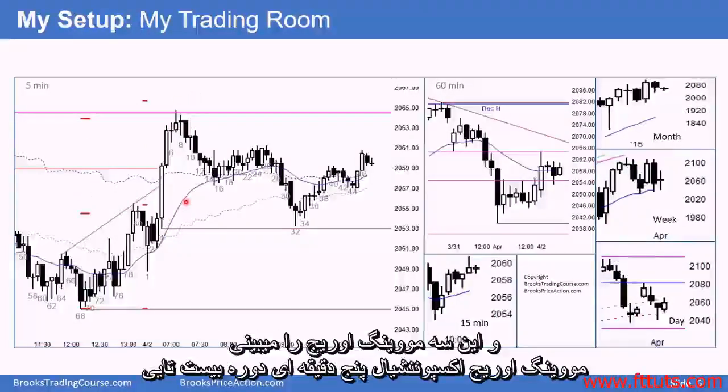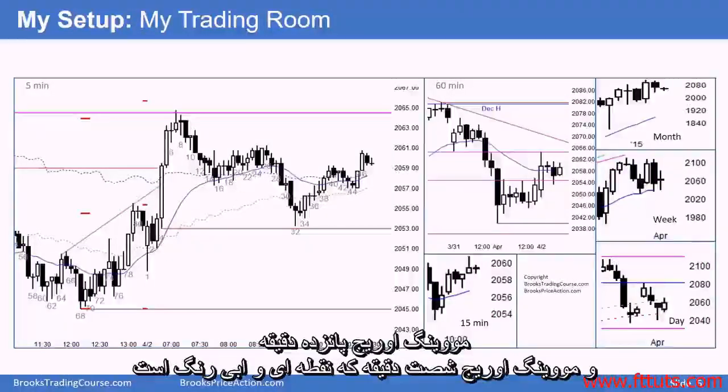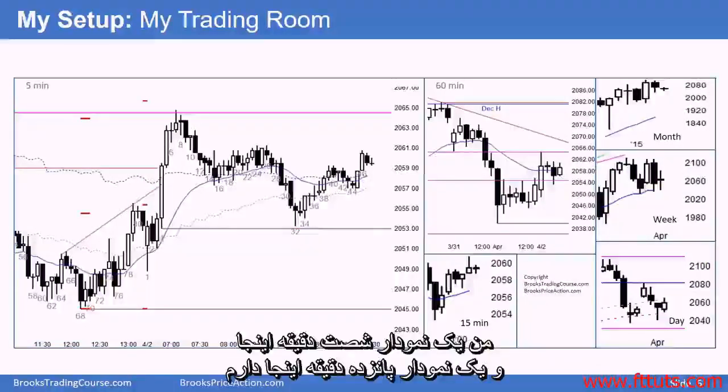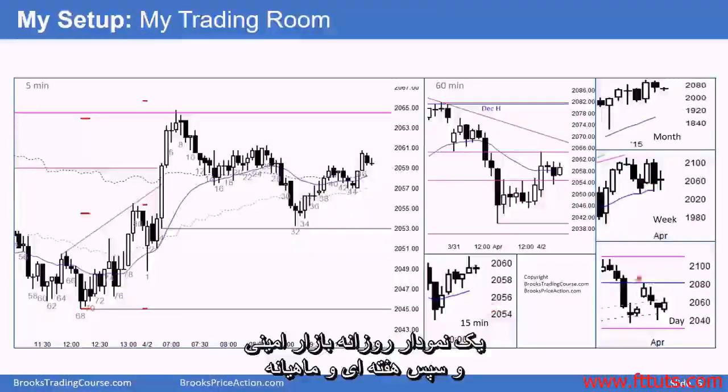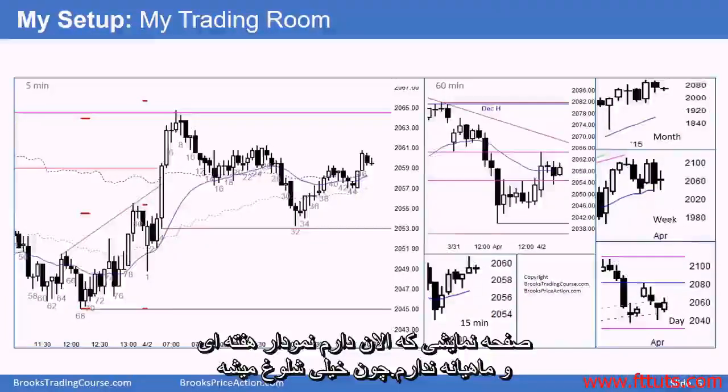And you can see the 3 moving averages: the 5-minute 20-bar exponential moving average, and then the moving average on the 15-minute chart. And then this blue dotted line is the 20-bar moving average on the 60-minute chart. I have a 60-minute chart here, a 15-minute chart here, and then a daily chart of the E-mini here, and then weekly and monthly. The screen that I now have, I don't show the weekly and monthly charts because the screen is too crowded.